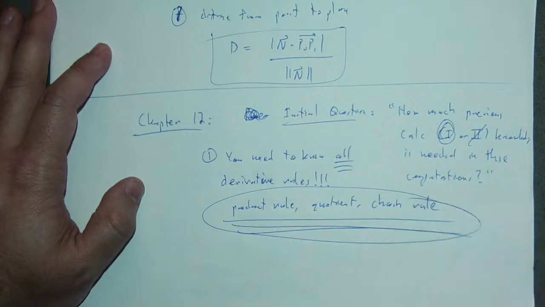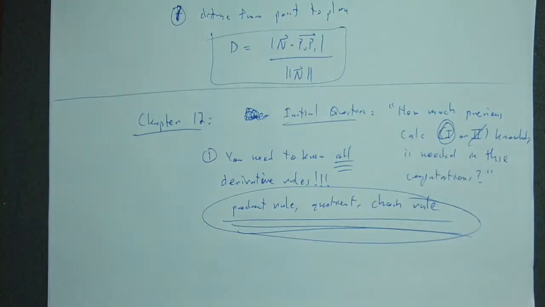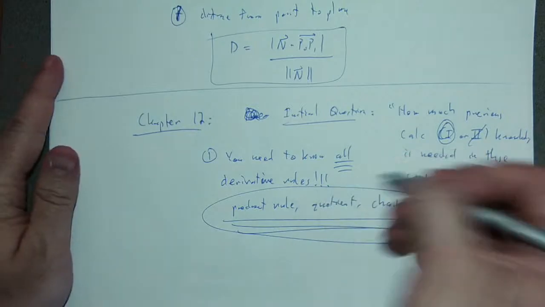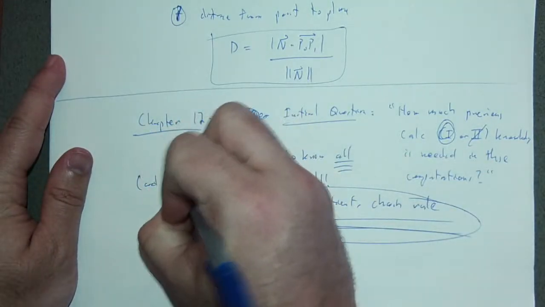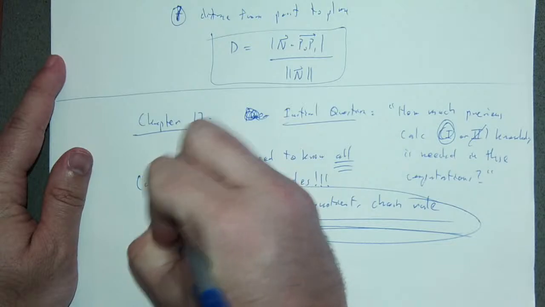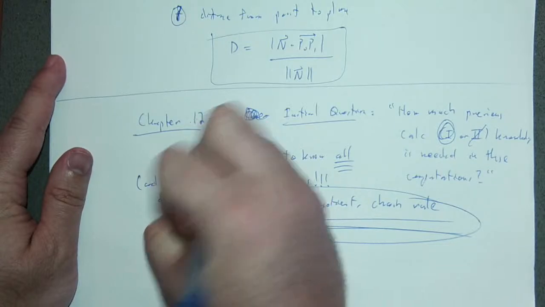Now, yes, technically, you could do the quotient rule as a type of product rule, chain rule. That's fine, but you're still really doing the quotient rule. So you need product rule, quotient rule, chain rule. Of course, you need to know the facts like the derivative of a constant is zero. You need to know the basic derivatives. So included in this are basic derivatives.